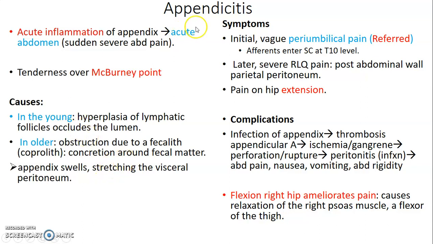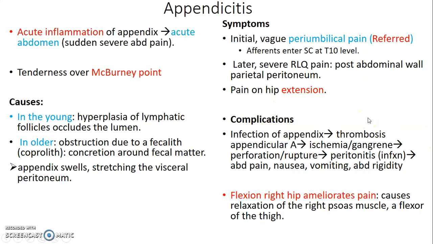What are the symptoms of appendicitis? Initially, you get a vague periumbilical pain. So there's referred pain at the periumbilical region, which has a dermatome of T10 because the afferents of the appendix were being carried to the T10 portion of the spinal cord, and that is also the dermatome of the periumbilical region, T10. Later, the patients get severe pain in the right lower quadrant, okay? And this severe pain is because the parietal peritoneum has been affected. Then when they extend the hip, there is pain.